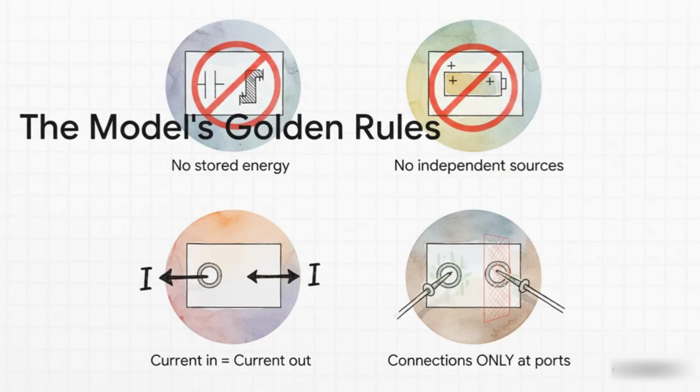For this whole black box idea to actually work, the box has to play by some rules. First, no stored energy. You can't have, say, a charged up capacitor in there when we start. Second, no independent power sources, no little batteries hiding inside. Third, whatever current goes into one terminal has to come out of the other one in that pair. And finally, no cheating. We can only make connections at the designated ports.